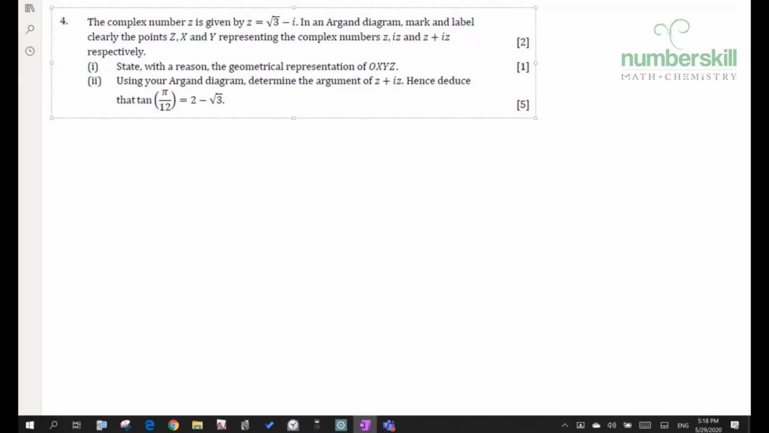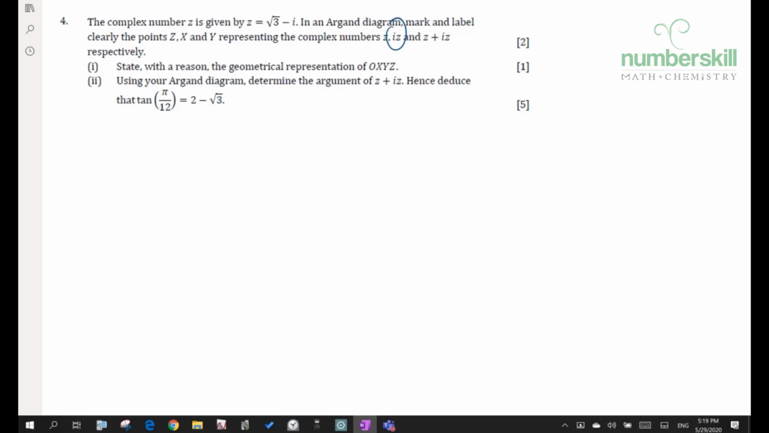This is not the harder one. I think the harder one that nobody gets right is question 5, the last part. So let's talk about this quickly. What's going on here? The complex number given by this is not hard, because it's not very mysterious anymore. When they give you a number, that's it, right? It's a complex number. In the Argand diagram, mark and label the points.